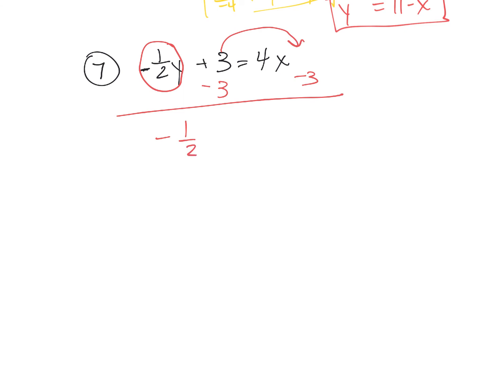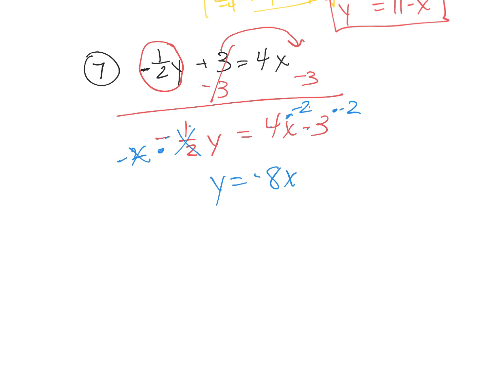So I have negative 1/2 y, cancels out, bring everything down, 4x minus 3. Now, this is negative 1 divided by 2, or you could say 1 divided by negative 2. And how do we get rid of division? Is multiplying. So I'm going to multiply everything across the board by a negative 2 because I want to get rid of that, right? And a negative times a negative is a positive. So we get y equals 4 times negative 2, which is negative 8x, negative 3 times negative 2, which is positive 6.